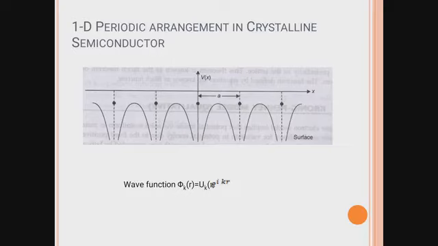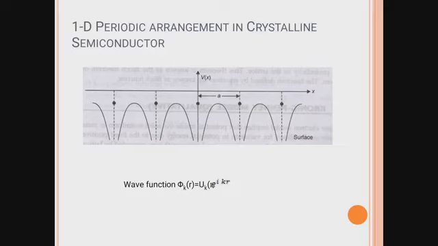Psi k of r is nothing but the wave function u k of r times e to the power i k r. u k is the periodic function, and e to the power something means this is the plane wave, which can be u k of r plus a. r is the distance and a is the interatomic spacing.